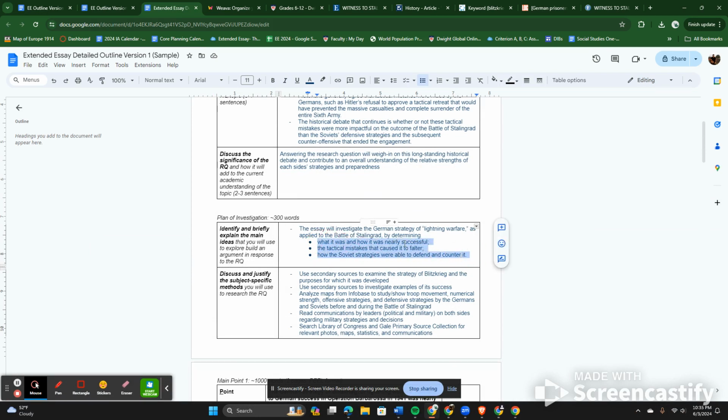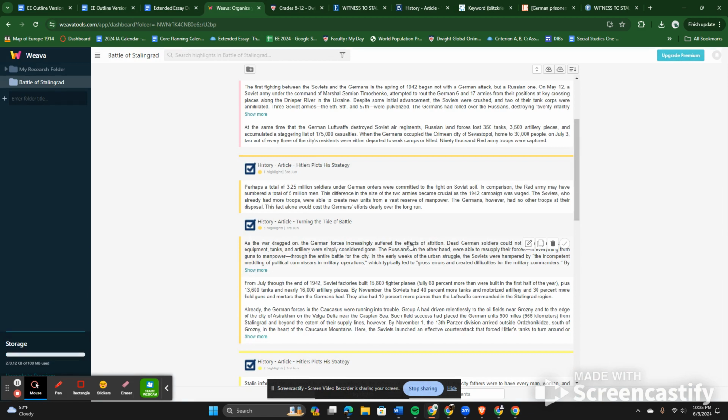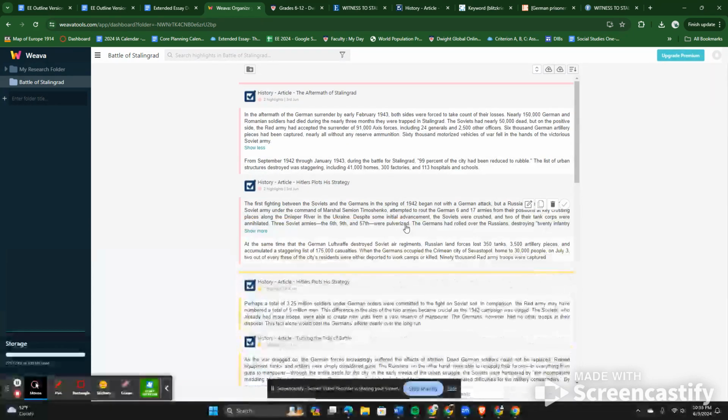Blitzkrieg and how it was successful, that's strategy. Tactical mistakes, that's failures of strategy, but still strategy. And then how the Soviet strategies could counter and defend against Blitzkrieg. So what was going on and what gave either side the advantage at any point in time, I've decided to highlight. And I have all of this here.